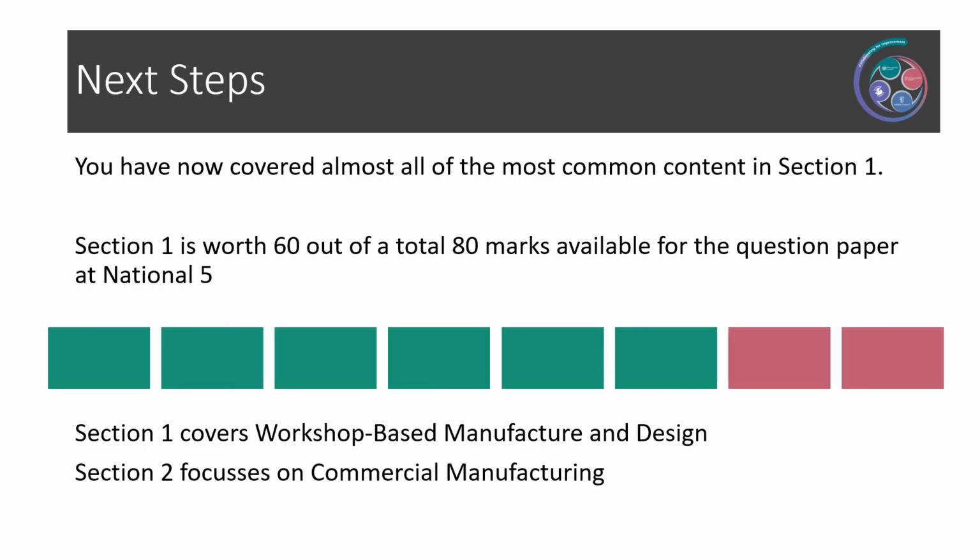Next steps. You have now covered almost all of the most common content in Section 1. Section 1 is worth 60 out of a total of 80 marks available for the question paper at National 5 level. Section 1 covers workshop-based manufacture and design. Section 2 focuses on commercial manufacturing.